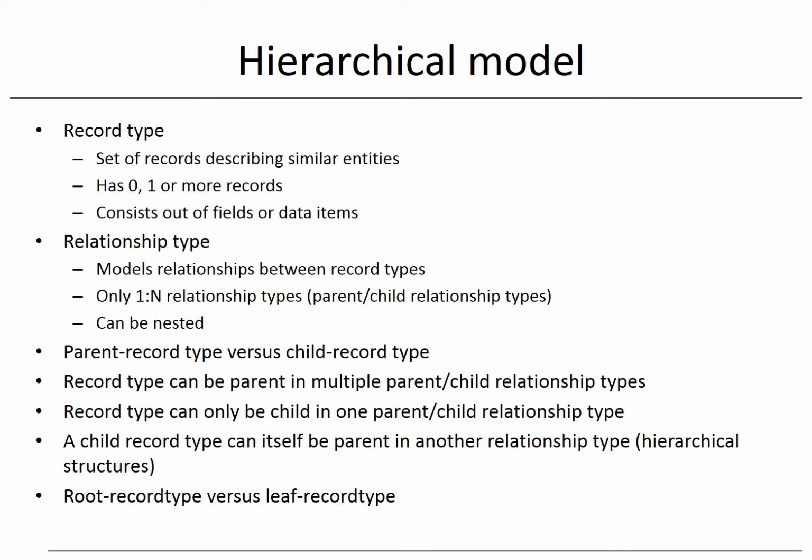A relationship type connects two record types. More specifically, it models the relationships between record types. Only hierarchical structures are allowed, or in other words, only 1 to n relationship types can be modeled. Hence, a parent record type can have multiple child record types, but a child record type has at most one parent record type.